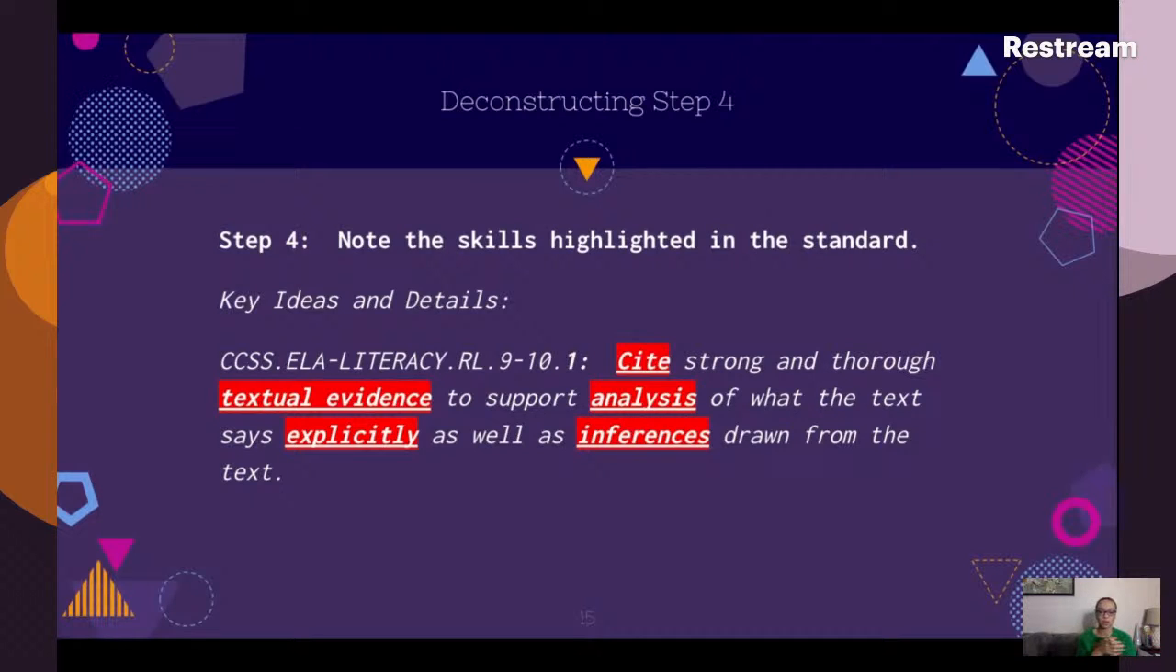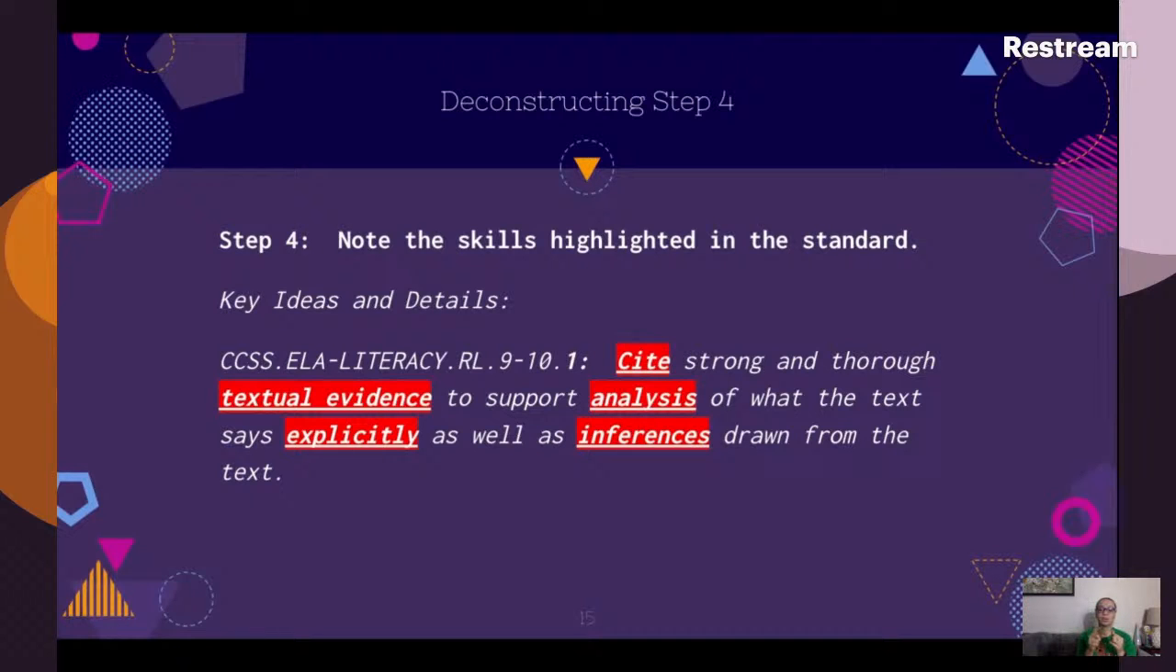So let me continue reading. To support our analysis of what the text says explicitly. Okay, and so now I have another word that jumped out at me, explicitly. So I know explicit details, that's something that is a big thing that has to be taught as well. Okay, so I know that students need to be able to identify those explicit details. Explicit was my key there.